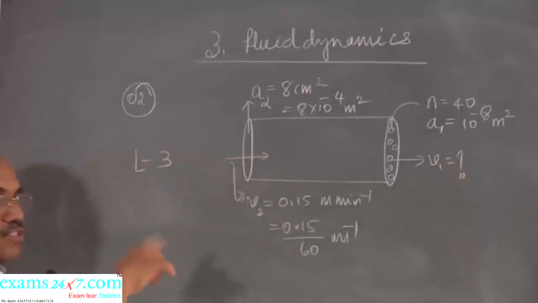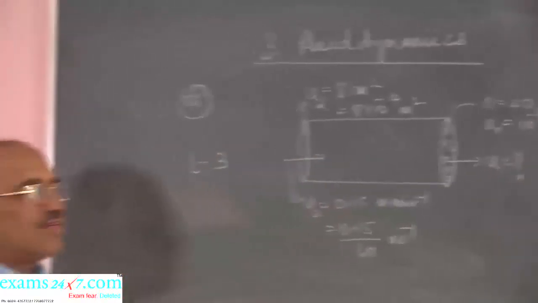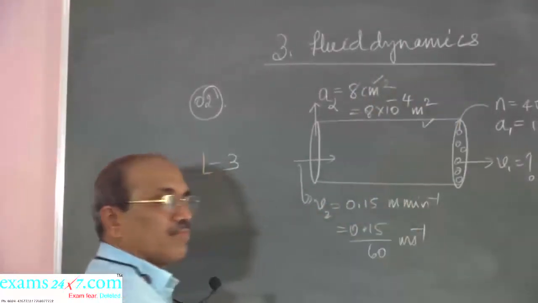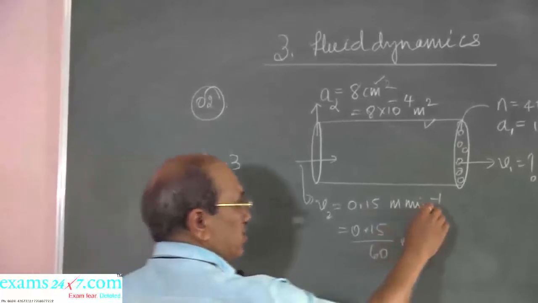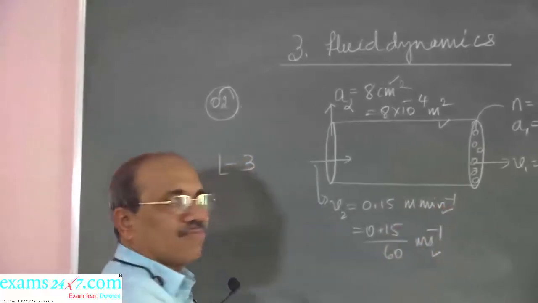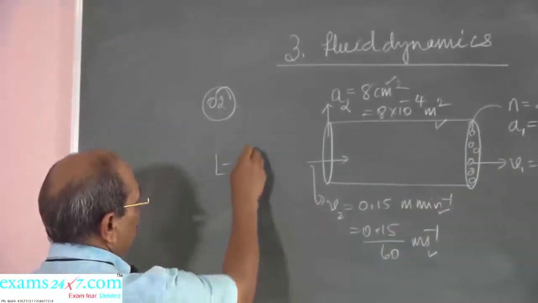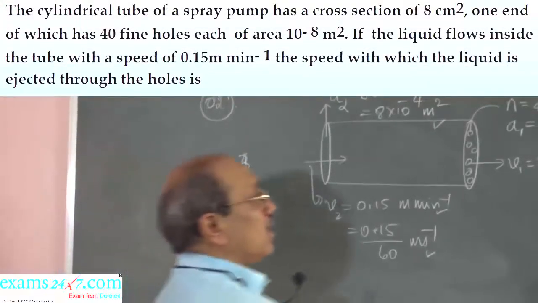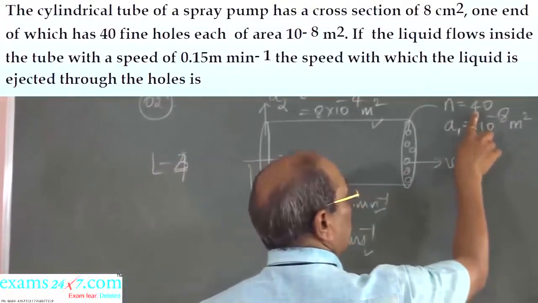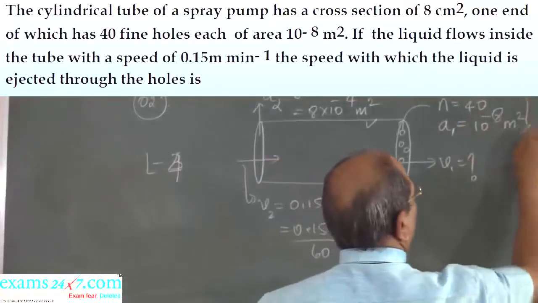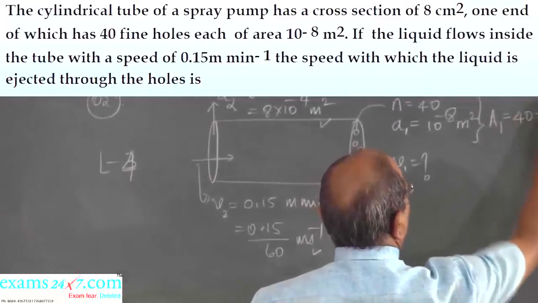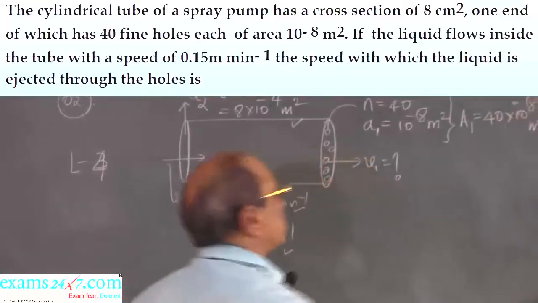First, the necessity here is the conversion of units. They are given in centimeter square, converted to meter square. Here per minute is converted to per second. Therefore the level goes to 4. Unit conversion is also included. And again here 40 holes, each of this area. Estimate what is A1: 40 into 10 power minus 8 meters square.